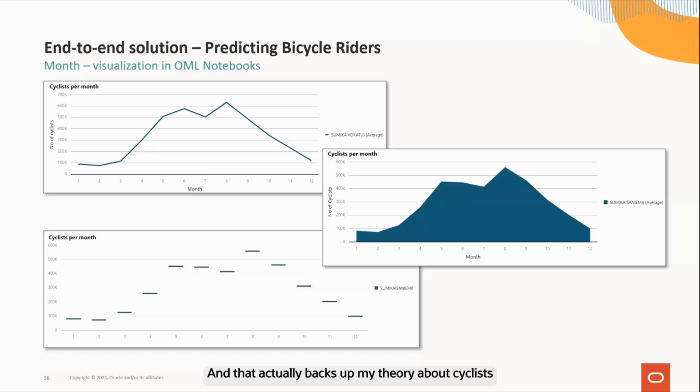And that actually backs up my theory about cyclists being those who cycle to work, because July, which I would assume is the biggest month for cycling, is usually the best weather. It's not so big because a lot of people are on vacation in July.